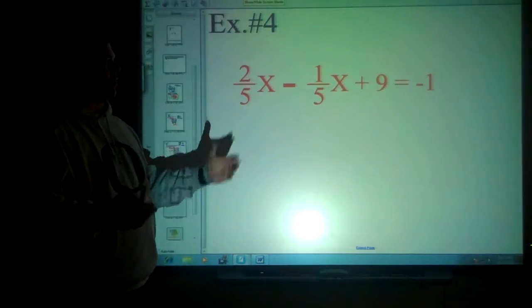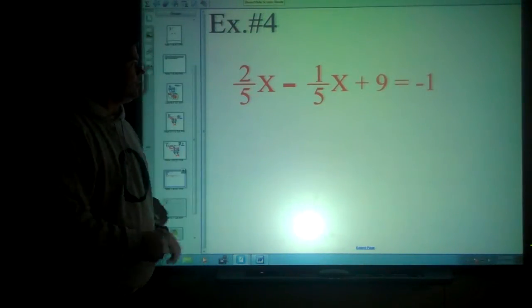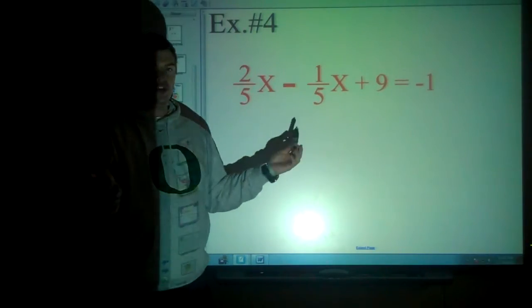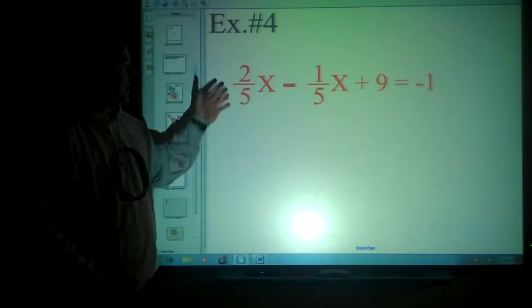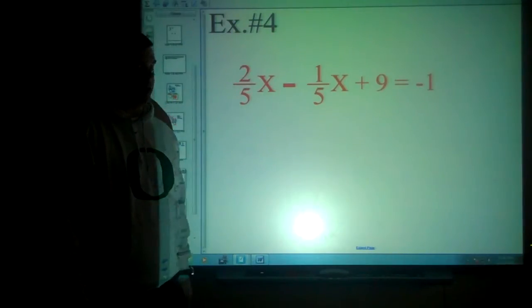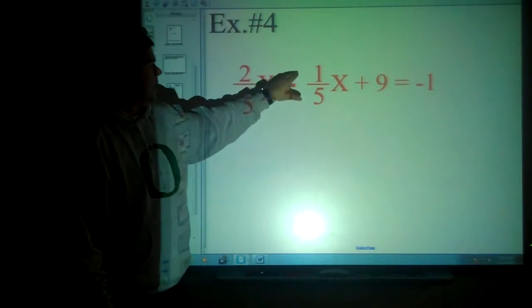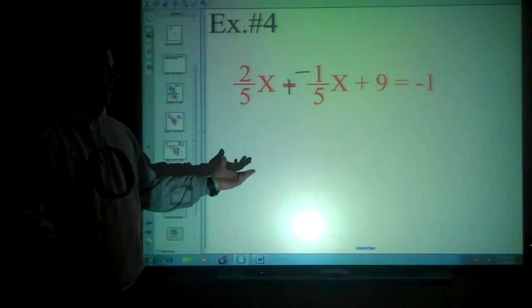Alright, even more complicated. Now I'm going to show you a trick on this one, because it's not so much fun when there's a whole bunch of these fractions. Although you could just go ahead and take care of them because they have common denominators. So it's certainly up to you. If you want to take 2x and add negative 1/5 x, that'll work.